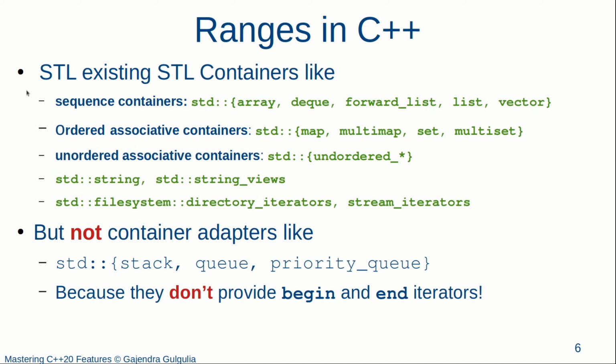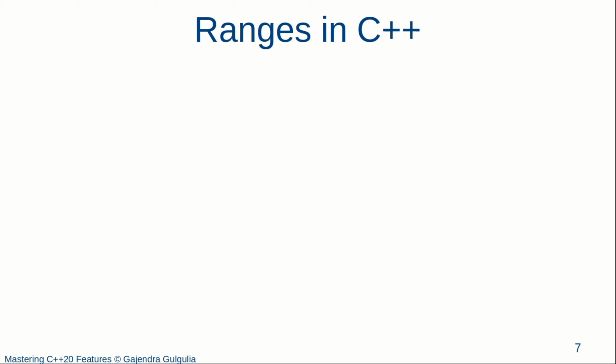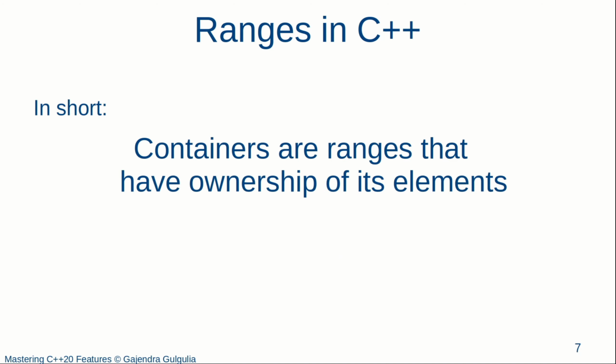Here's a summary of the code demonstration on the slide. I'll skip reading this slide since I explained everything in the code. You can pause the video and go through the slides. In summary, ranges are containers that have ownership of their elements.